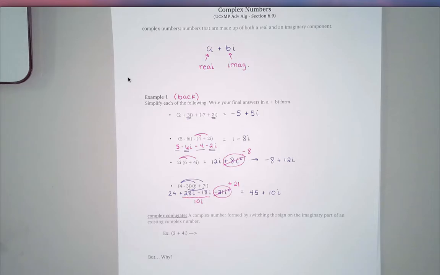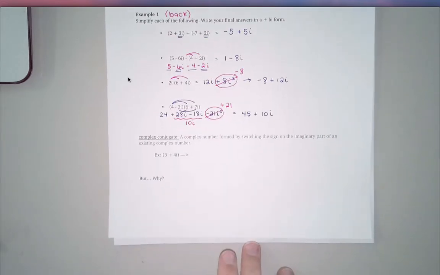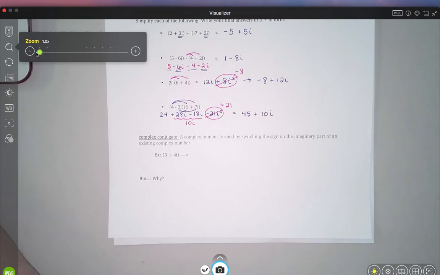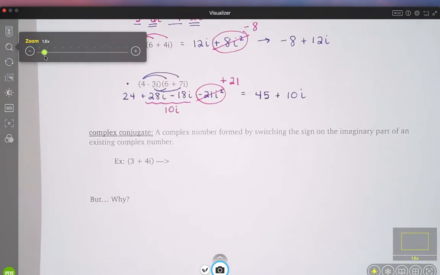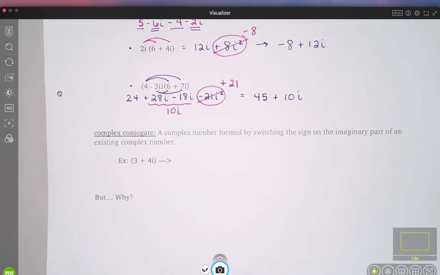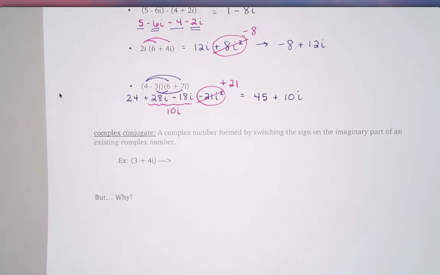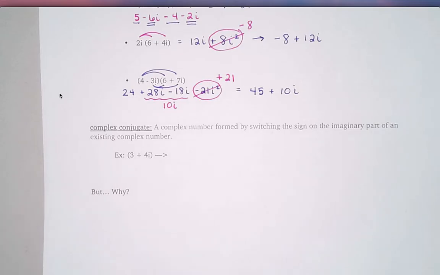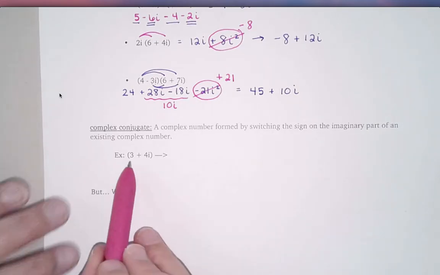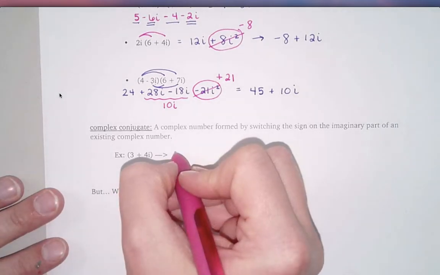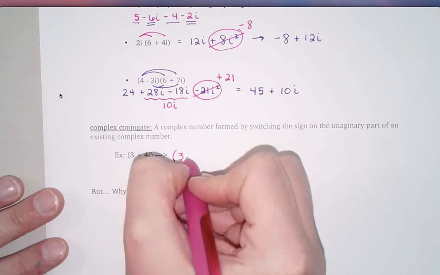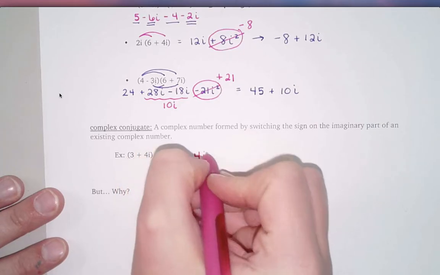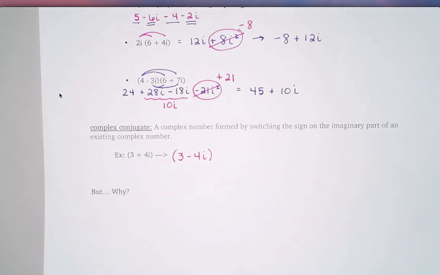Okay, so down to another term here, complex conjugate, and let me zoom that a little bit so you can see that word. Complex conjugate sounds a lot more complicated than it really is. It's just taking a complex number and switching the sign in the middle. So like this plus sign here, we would turn it into a minus sign, okay? And in the example I'm given, 3 plus 4i, the conjugate would be 3 minus 4i. That's all it means to do, is take that number and switch the sign in the middle.